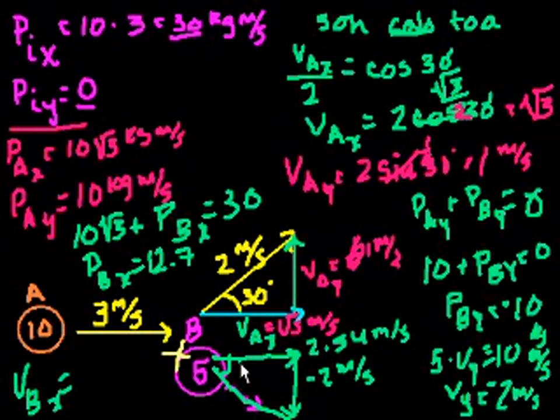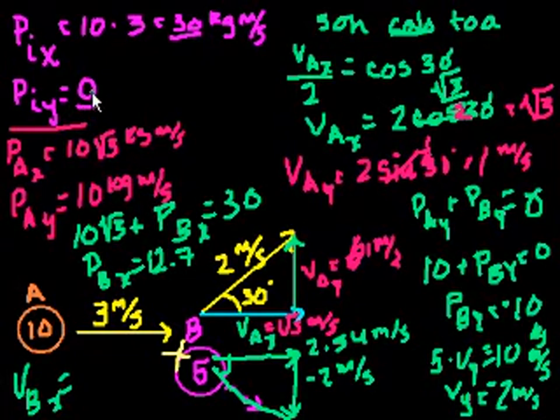So just to review what we did, we said momentum is conserved, and in two dimensions, that means momentum is conserved in each of the dimensions. So we figured out what the initial momentum of the entire system was. In the x direction, all the momentum was coming from ball A, right? Because ball B wasn't moving, so its velocity was 0, so its momentum was 0. Ball A was only moving in the x direction, so its momentum in the x direction was 3 meters per second times 10 kilograms. We got 30 kilogram meters per second.